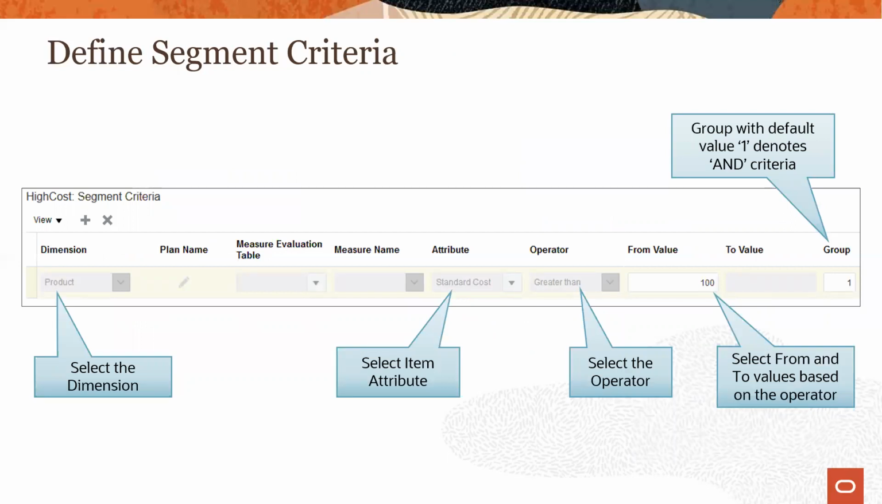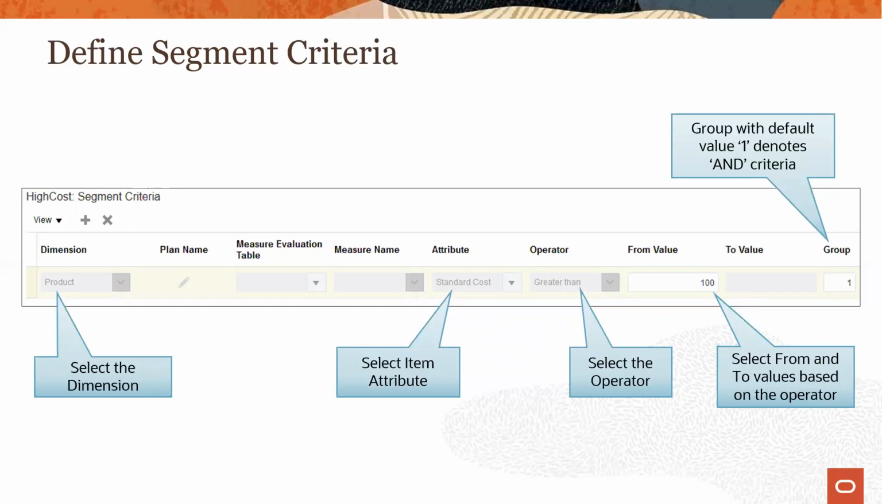After defining the segments, you can start defining the criteria or rules for each of your segments. First, select the dimension. The attributes related to the selected dimension becomes available for selection under the attribute column. For example, if you want to define criteria based on standard cost, then select the dimension as product. And for defining criteria based on organization, select the organization dimension.